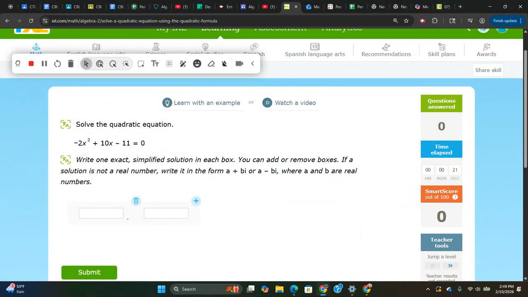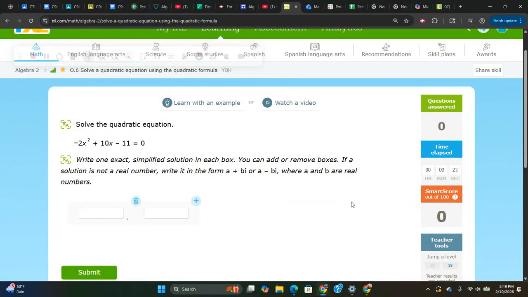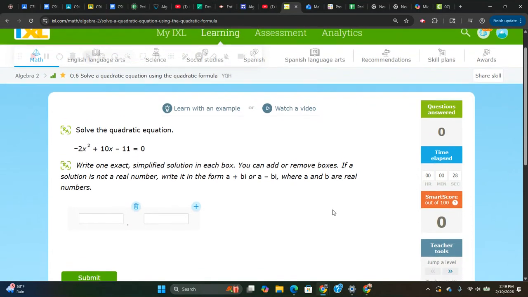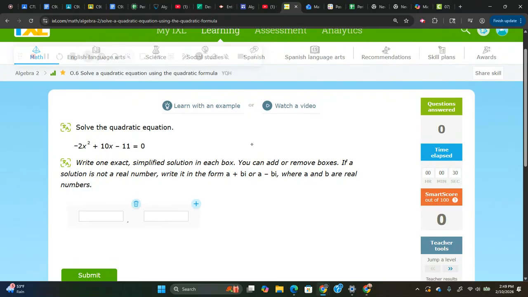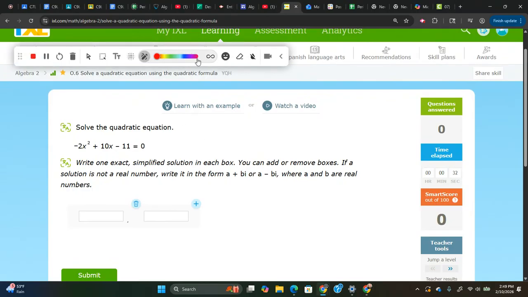Hello student, we go over O6, solve a quadratic equation using the quadratic formula. Okay, so here we go. First I would identify A, B, C.